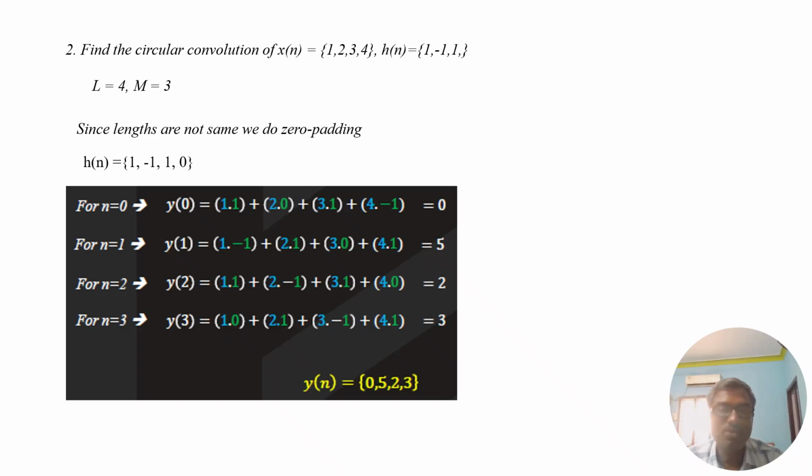Then circular convolution can be performed either by using the circle method or by using the tabular method. Then the final result can be obtained as: when n equal to 0, y of 0 equal to 0, and when n equal to 1, y of 1 equal to 5. Similarly, when n equal to 2, y of 2 equal to 2. Similarly, when n equal to 3, y of 3 equal to 3. In both methods, the circle method as well as the matrix method, we will get the same answer.